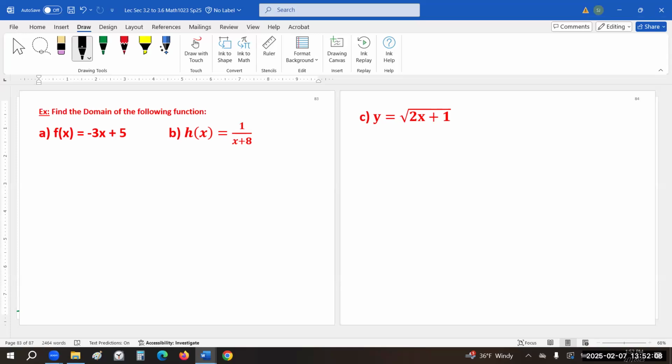What type of function is this, the first one? Y equals mx plus b. So it's a polynomial. Does polynomial have any problem? It doesn't matter what type of polynomial you have. Any polynomial, none of the polynomials have any problem, because they're polynomial. They don't have negative power. They don't have fraction power. They don't have any variable on the denominator.